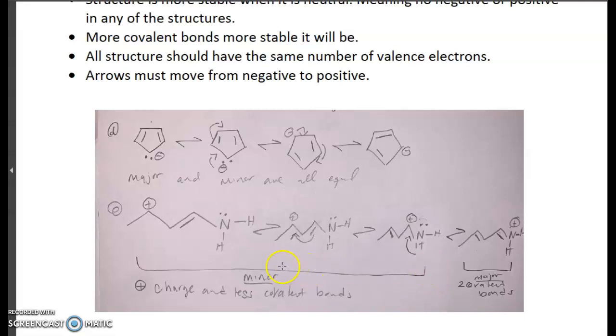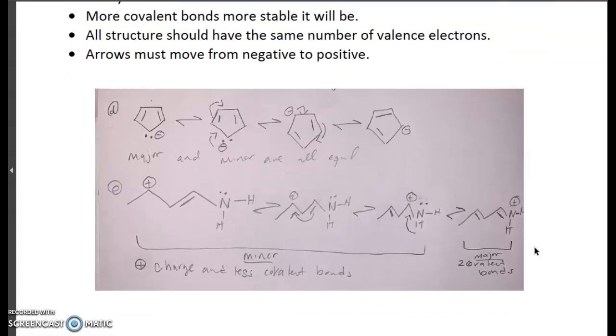As you can see, the others before it are minors because they all have a positive charge, and also there are only very few covalent bonds. You have only one covalent double bond there, another covalent bond there, whereas when you get closer to the last structure, you see more of the two double bonds. So that's how I did this structure here.